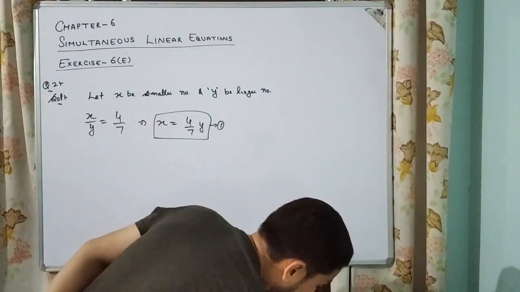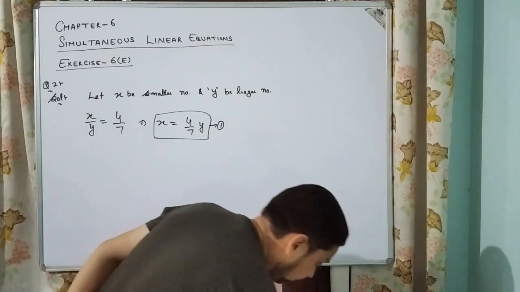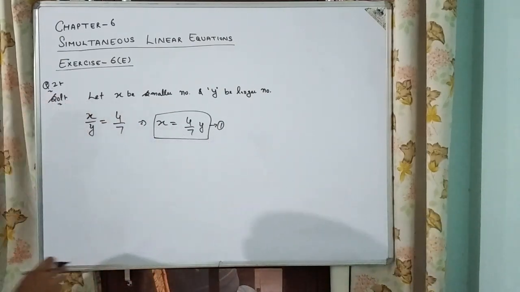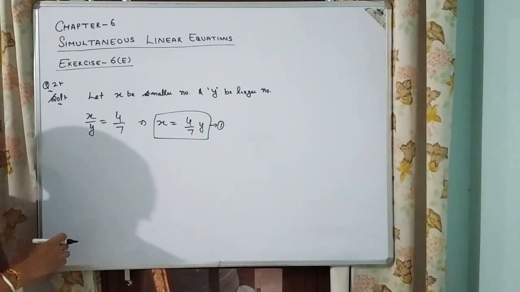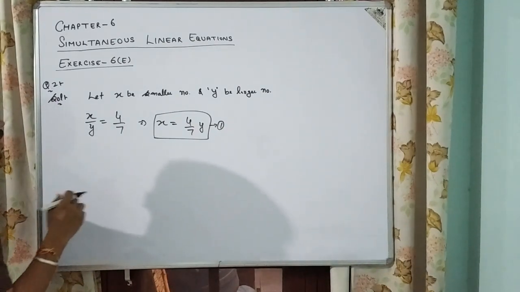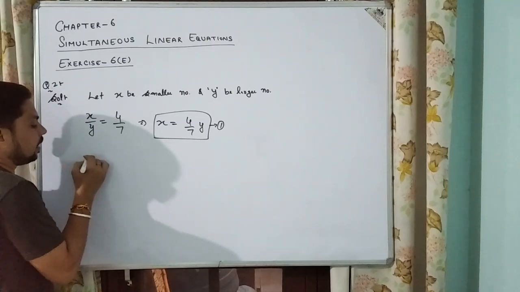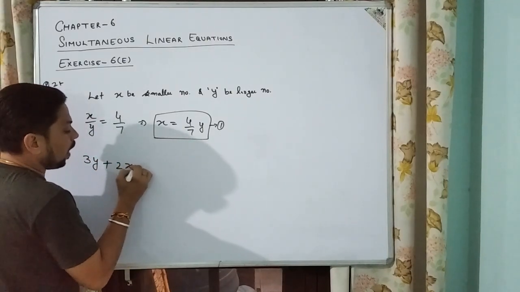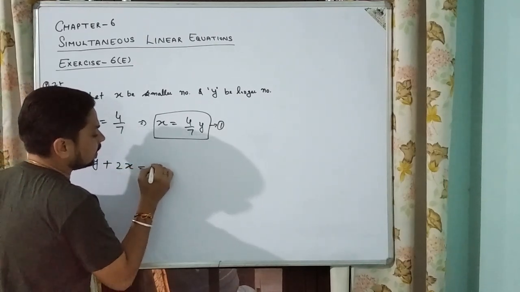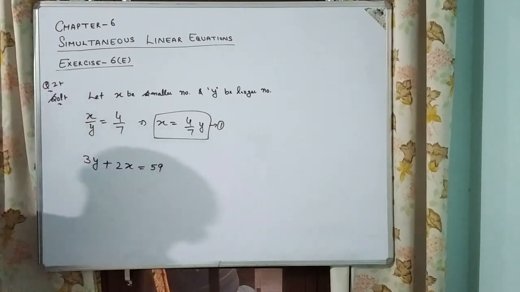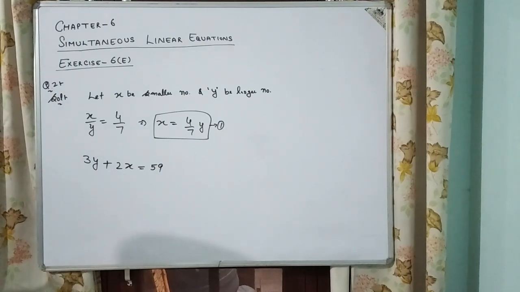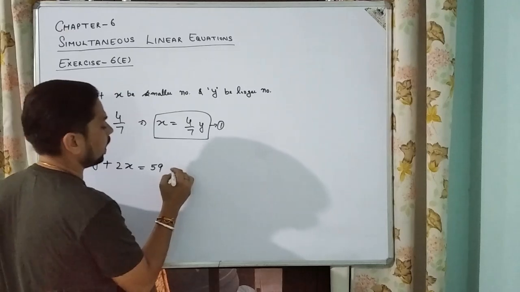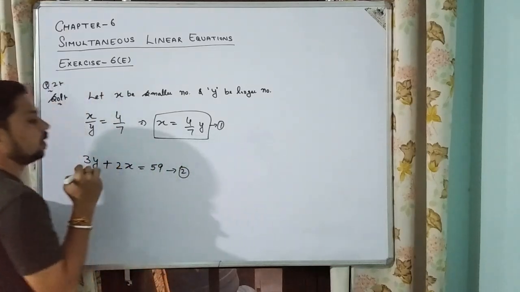Then for the second part, we have given that thrice the larger number is added to twice the smaller number. Thrice the larger number, that is 3y, larger number is y, plus twice the smaller number, and their sum will be equal to 59. So 3y plus 2x is equal to 59. This is the second equation here.